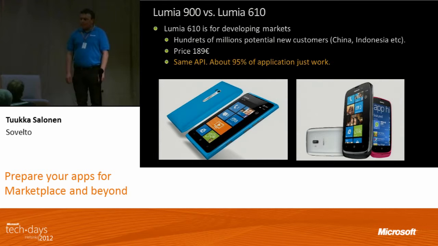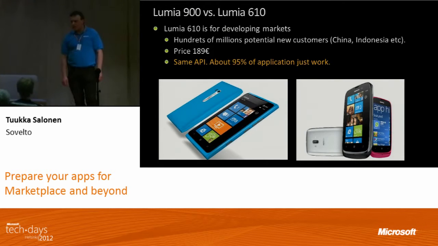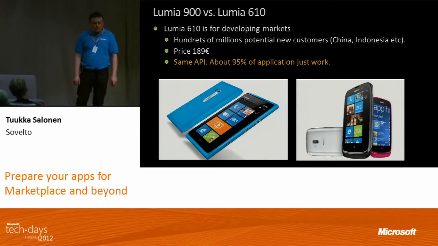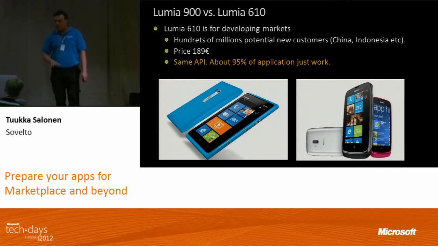Last week Nokia launched these products, the Lumia 900 and 610 in Barcelona. So there's kind of two sides: a new excellent high-end phone, but on the other hand, another phone which is for more evolving markets. It's a little bit cheaper, a lot cheaper. I think it's 189 euros or something like that, and of course it will drop dramatically, very rapidly.